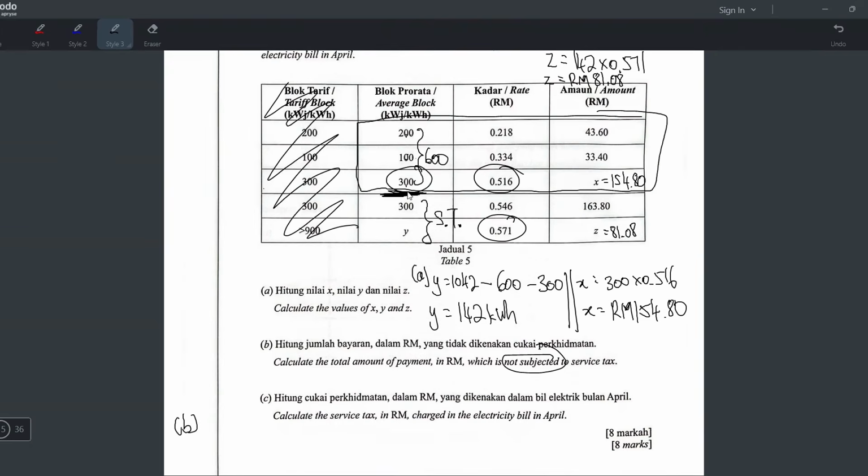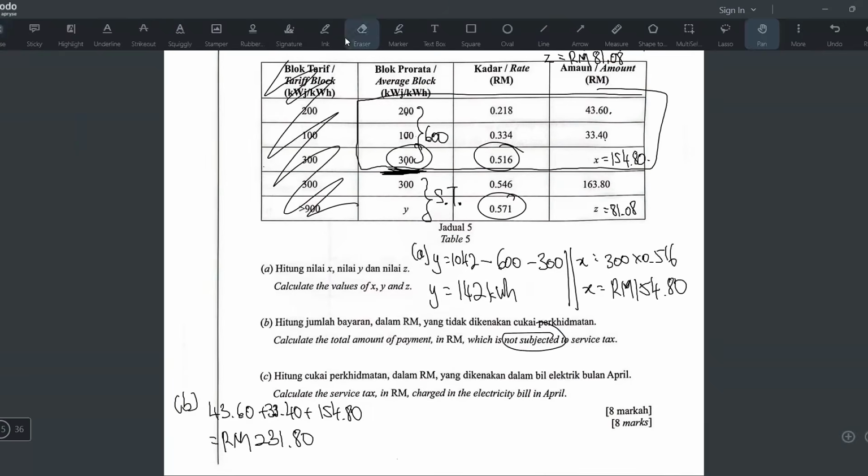Remember the cutoff is here. This is where the usage exceeds 600. So this is the amount not subjected to service tax. So the not subjected will be this plus this plus this. So I'll just write 43.60 plus 33.40 plus 154.80. And let's write RM and then press calculator. My calculator gives me 231.8. So it's RM 231.80. That is the amount which is not subjected to service tax.